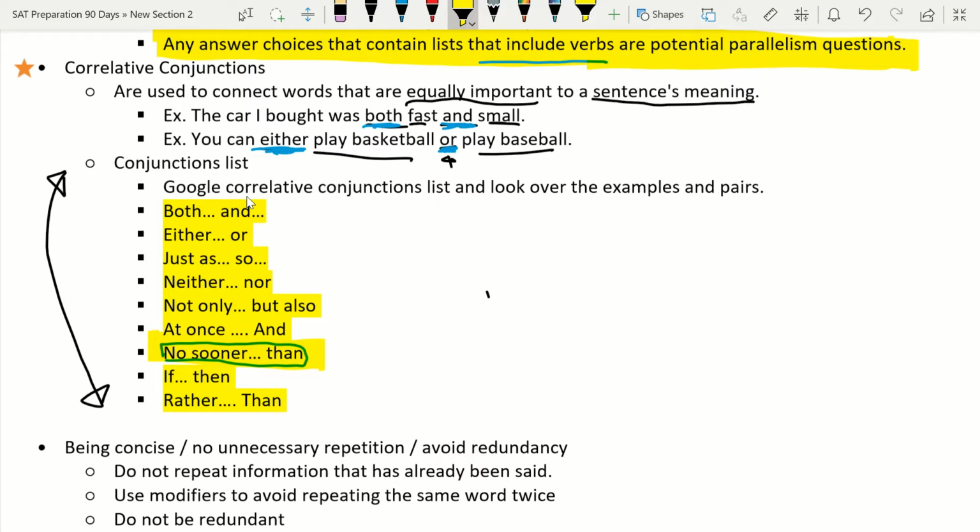Okay, if you're shooting for right around a 1500 to 1600, then it might be a good idea to go ahead and Google a couple more, but these are really the most common ones that you should know, right? So if you know these, then you're in a really good spot.